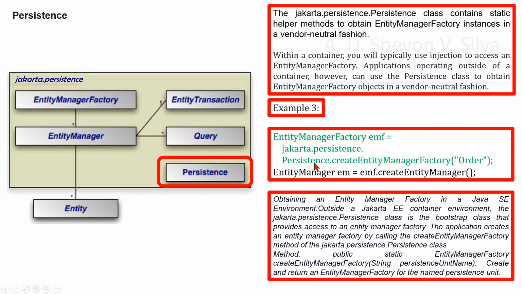The method createEntityManagerFactory(String persistenceUnitName) creates and returns an entity manager factory for the named persistence unit.